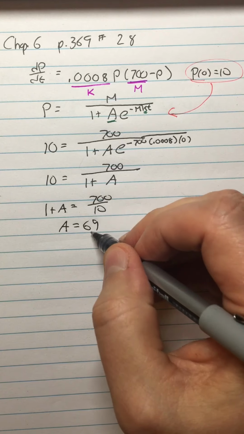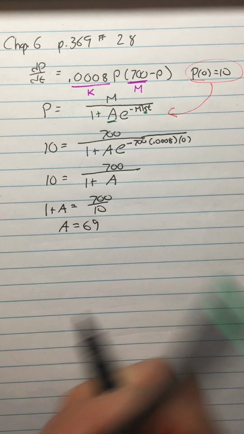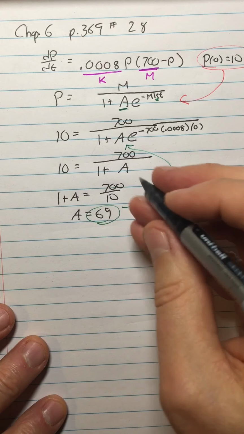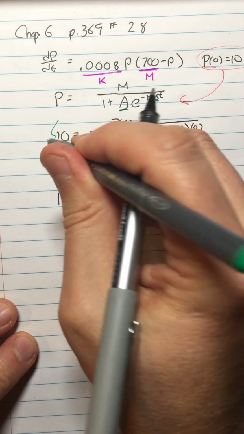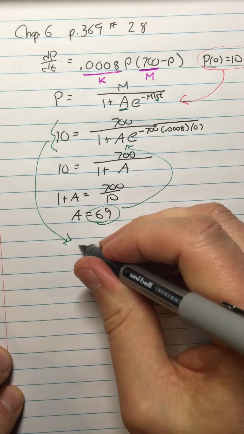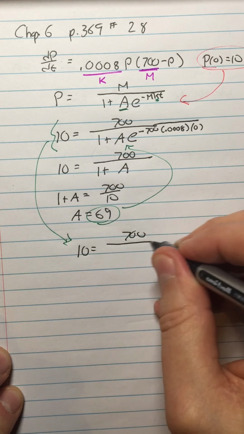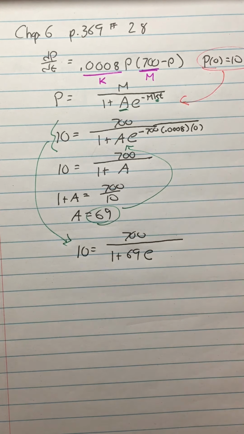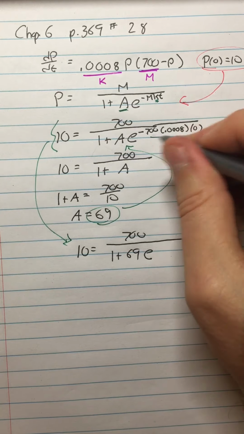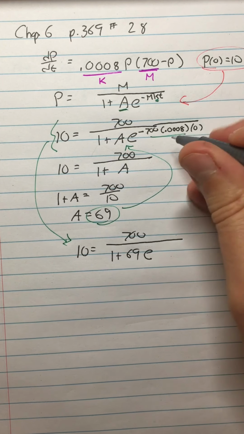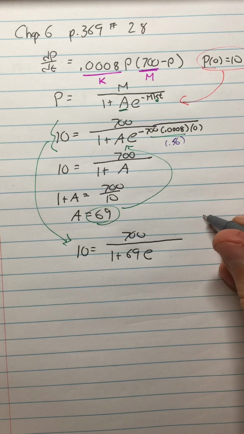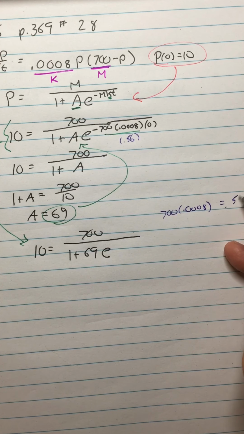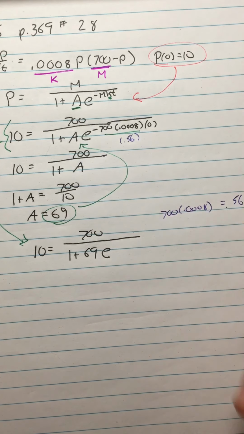Anyway, so we can do the little switchy thing. I have 1 plus A equals 700 over 10, and then you could pretty easily get A equals 69. So then you take this 69 and put it in for the A that we were trying to figure out. Copying from this equation, 10 equals 700 over 1 plus 69 e to the, and then maybe I'll just multiply the 700 times the 0.0008. It's 0.56, right? So 700 times 0.0008 equals 0.56, because 7 times 8 is 56, and then count the zeros.